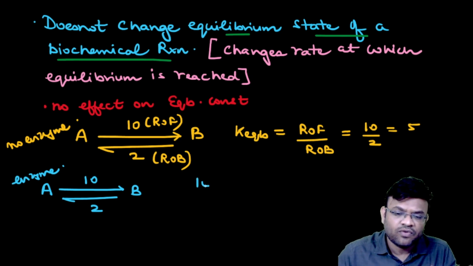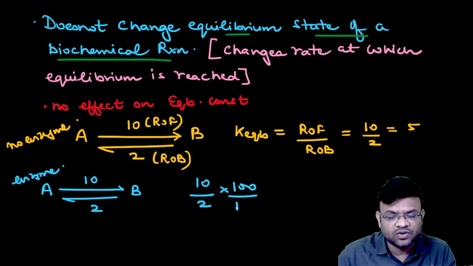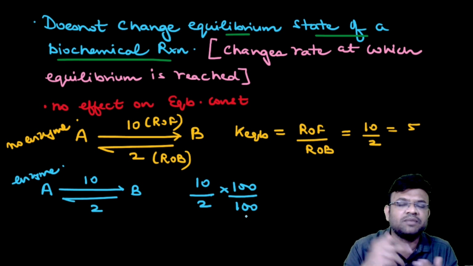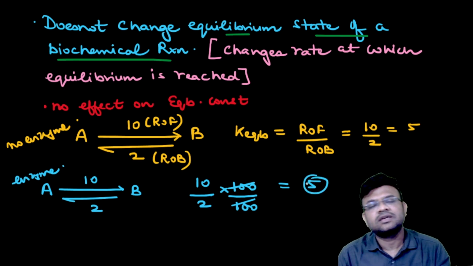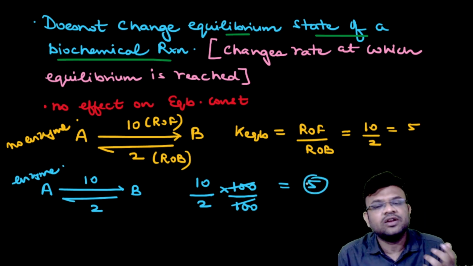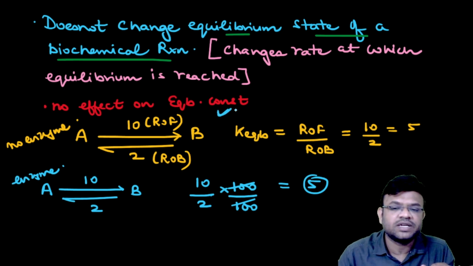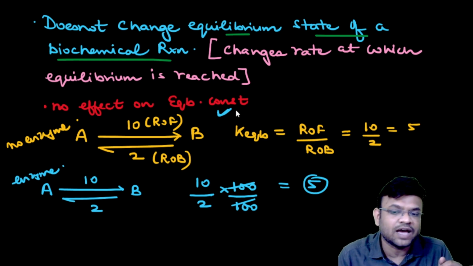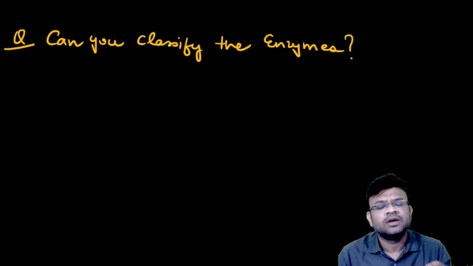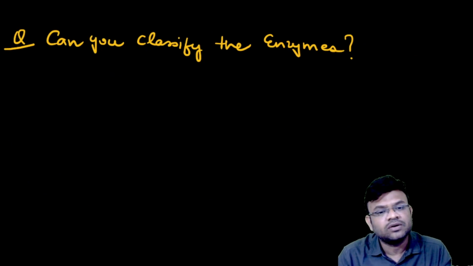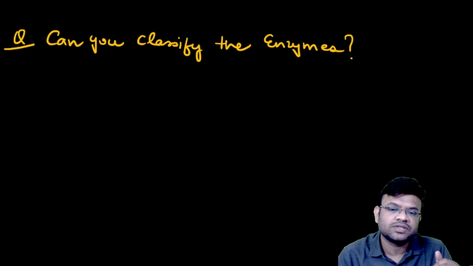So forward reaction was 10, backward reaction was 2. I will be multiplying it by 100 over here and 100 over here, because the impact will be same on both the reactions. So 100 and 100 would be cancelled out, and again you would be getting 5. This actually proves that the enzyme will have no impact on K equilibrium. Remember this.